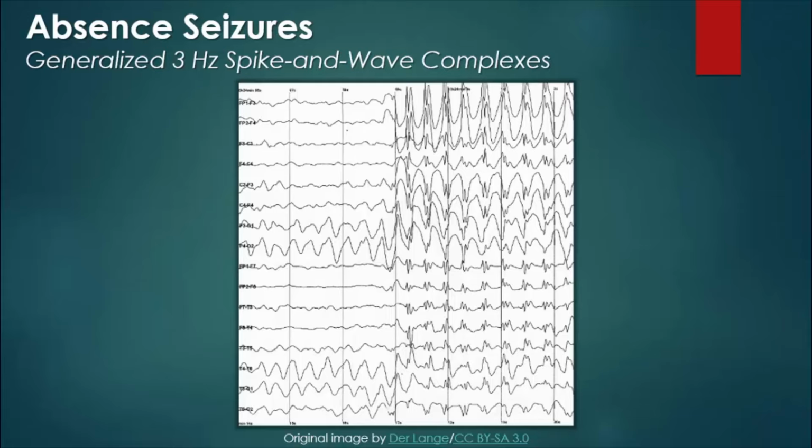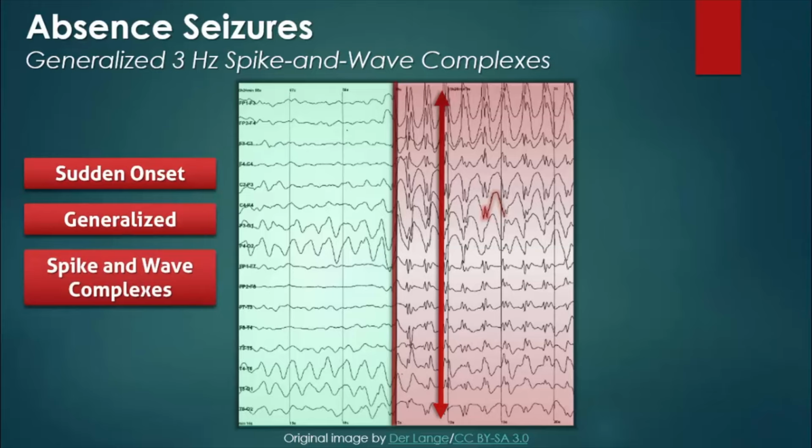To quickly summarize, the characteristic EEG findings in a patient experiencing an absence seizure include the sudden onset of generalized discharges consisting of spike and wave complexes occurring at a rate of approximately 3 per second.